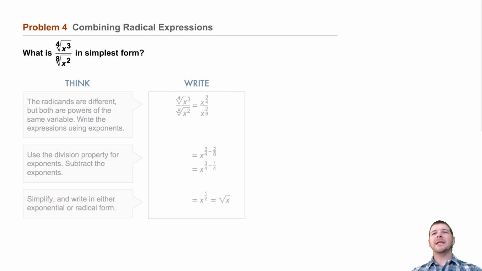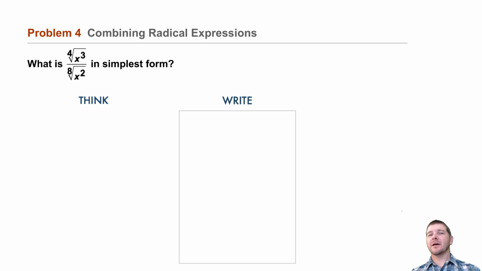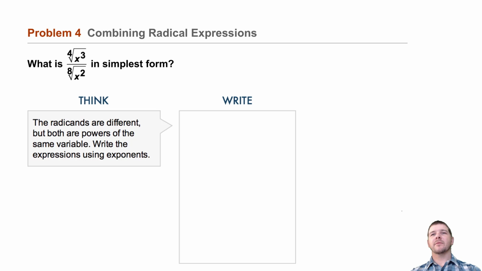Problem 4. Combining radical expressions. What is the 4th root of x cubed over the 8th root of x squared in simplest form? Consider what you may think on the left and what you might write on the right as you work through the problem. First think, the radicands are different, but both are powers of the same variable. Write the expressions using exponents.